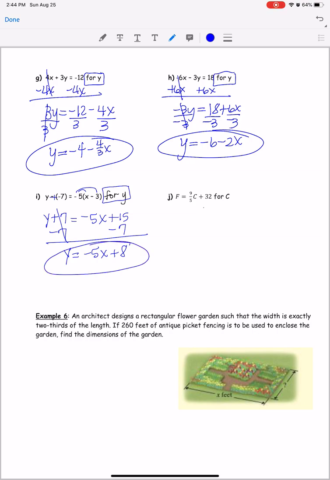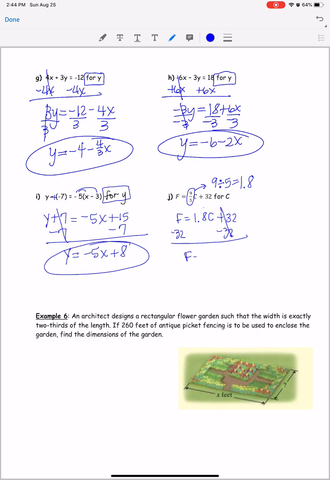Okay, and then lastly on J, we want to solve this for C. What I would recommend is changing this again. So, 9 divided by 5 is a nice even 1.8. So I got F equals 1.8C plus 32. So to get C by itself, we're going to subtract this 32 over.